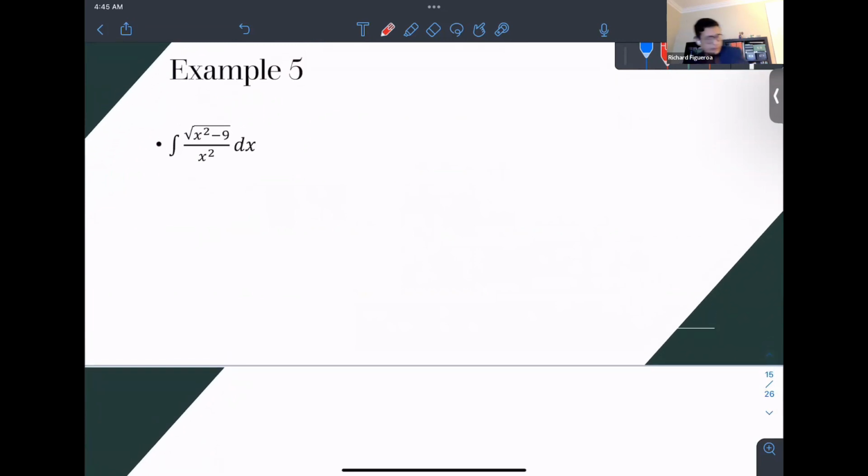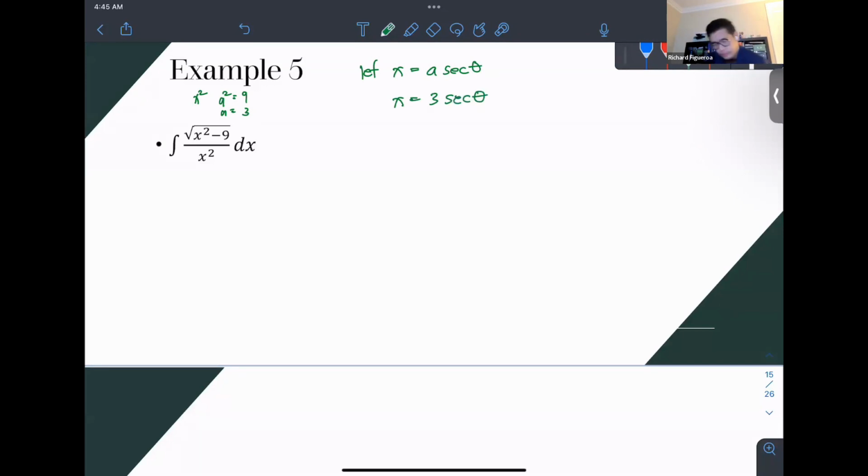Okay, so let's have another one. Example number 5. So we have x squared minus 9. In here, we still have x squared, and for our a squared, which is 9, therefore a is 3. So we just let x be equivalent to a secant theta. But then our a is 3, so x goes to 3 secant theta.